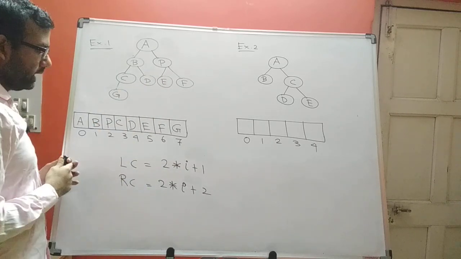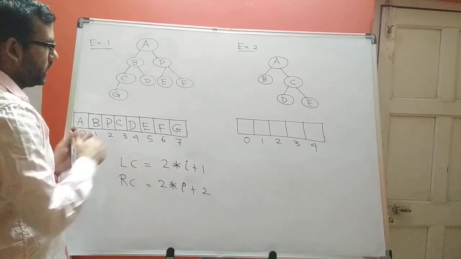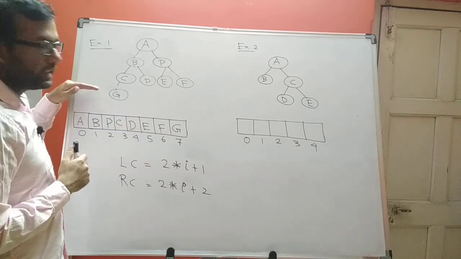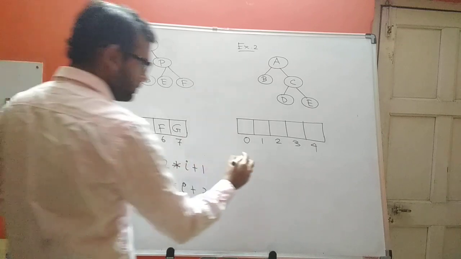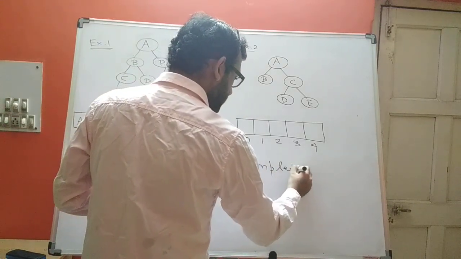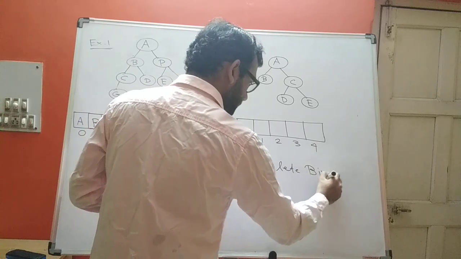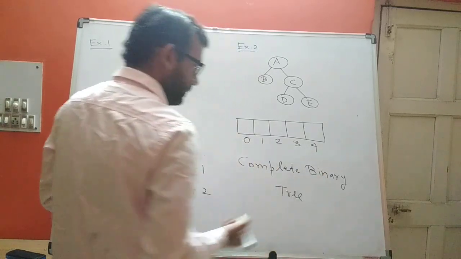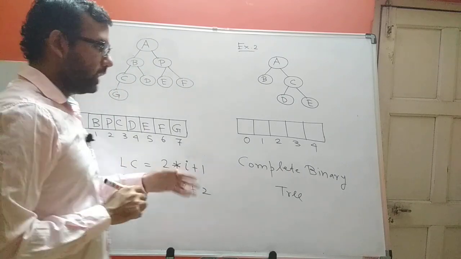Now, what I would say is, if you have such a tree, what is this kind of a tree called? This kind of a tree is called a complete binary tree. Okay, so how would you define a complete binary tree?